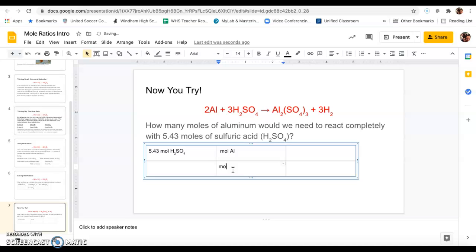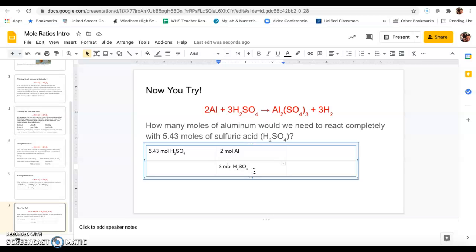So again, the mole ratio is moles of sulfuric acid on the bottom. That's the thing that we're given, the thing that we know, and the moles of aluminum on top. So if we look at the equation, in the balanced equation we have 2 moles of aluminum, and in the balanced equation we have 3 moles of sulfuric acid. So it turns out, and I didn't plan it this way, that we have the same ratio as before. The ratio is not always 2 to 3. It depends on what we're working with.